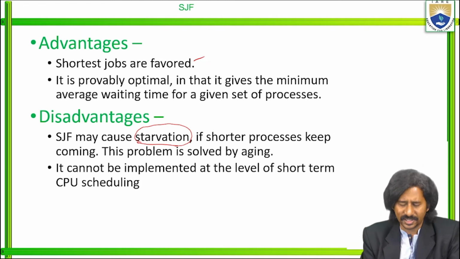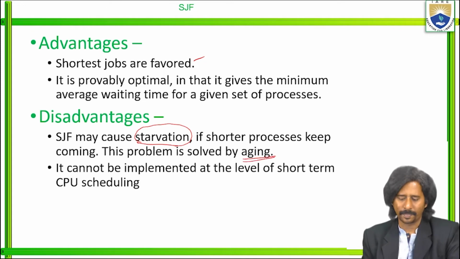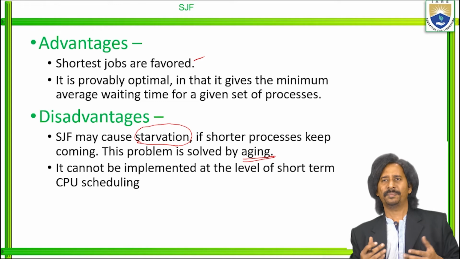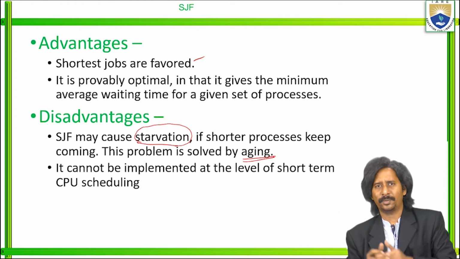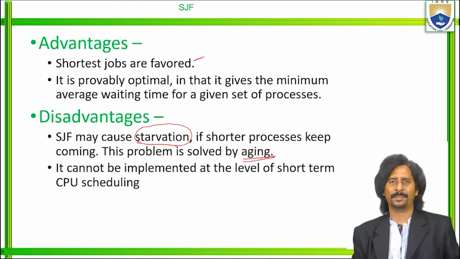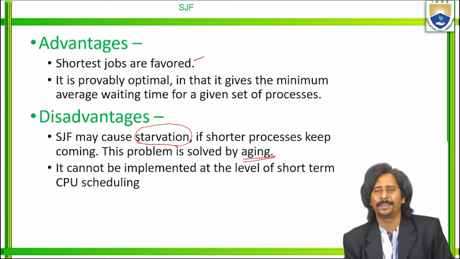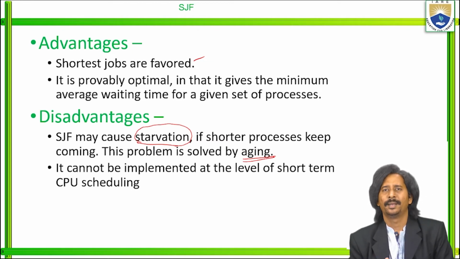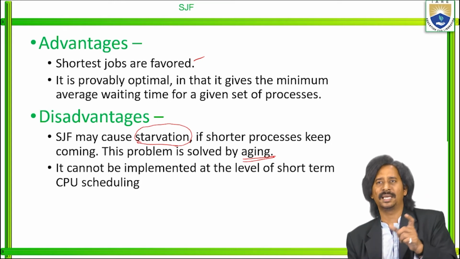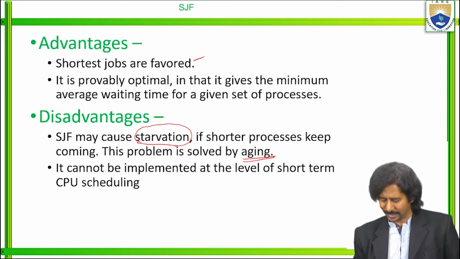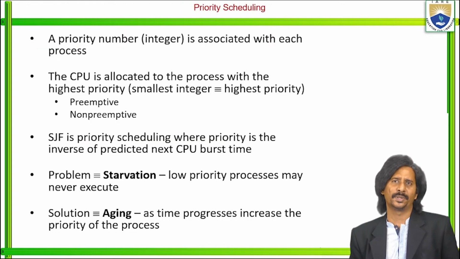So what is the solution for this particular starvation? That is aging. What is meant by aging actually? We just need to improve the priority, or improve the level of that particular process, and at one particular point of time, the processor can accept that process and go for the execution. So the starvation problem is solved by aging. But this particular SJF scheduling algorithm cannot be implemented at the level of short-term CPU scheduling. Right? That deals with the SJF scheduling algorithm.